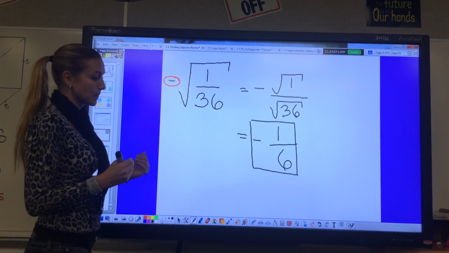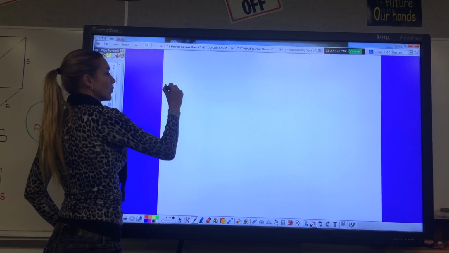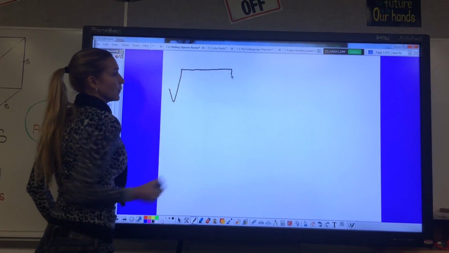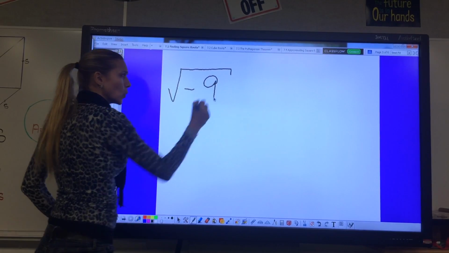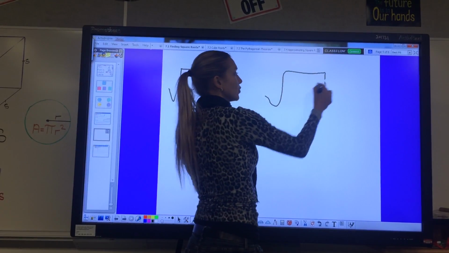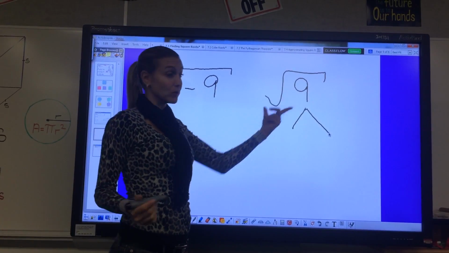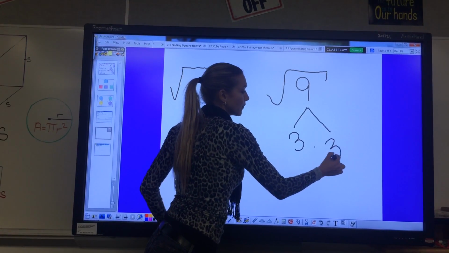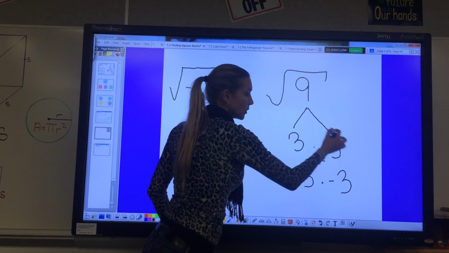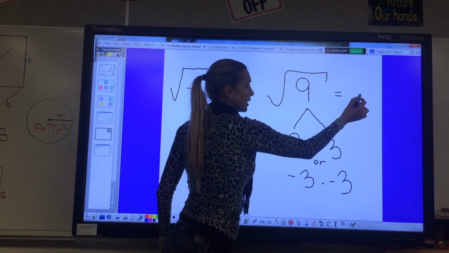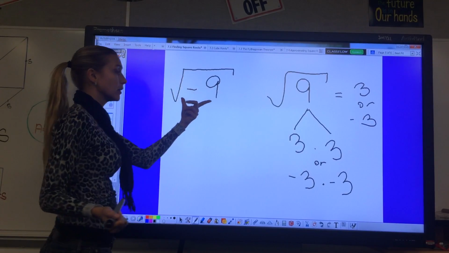There will be times that you will have something like this. For instance, somebody will try to trick you, and they will give you the square root of, let's say, negative 9. Right now, if it's the square root of 9, for instance, that's telling me what number times what number gives me 9. Same numbers, identical. I know it's 3 times 3, or negative 3 times negative 3. These are the same numbers. So the answer here was either 3 or negative 3.